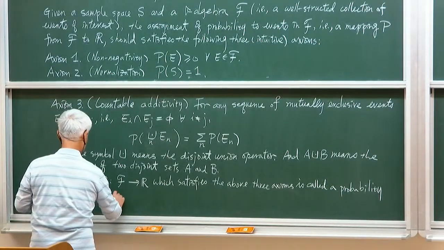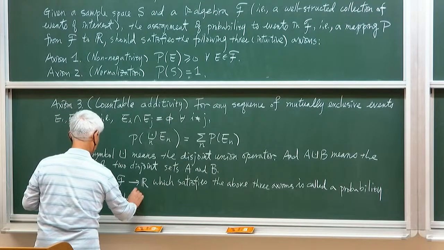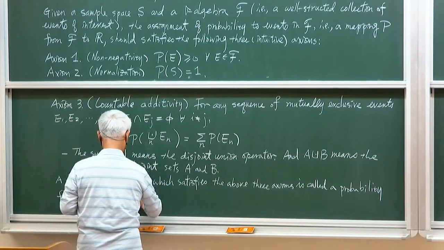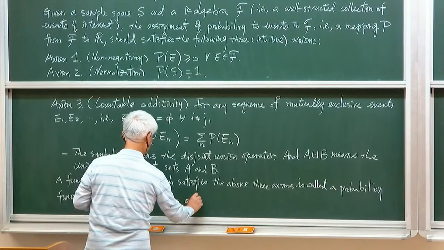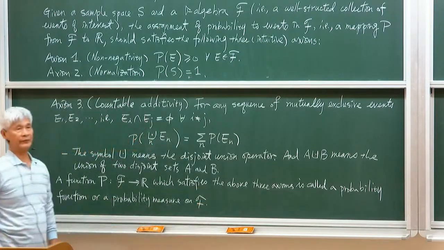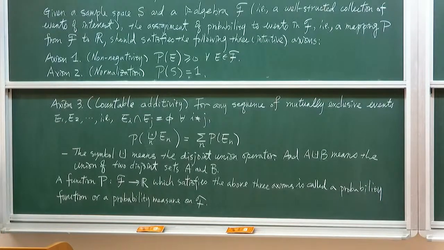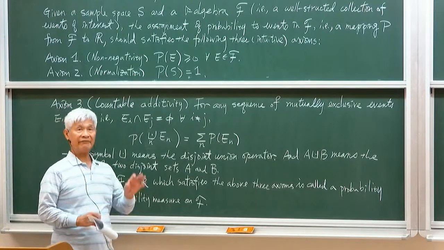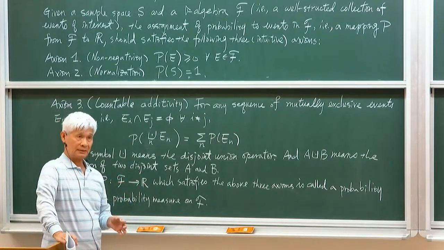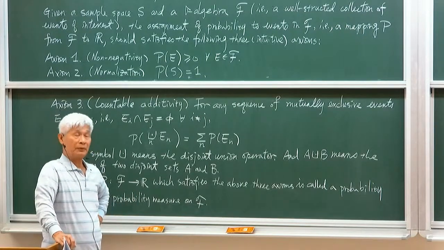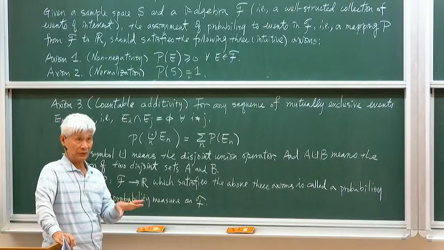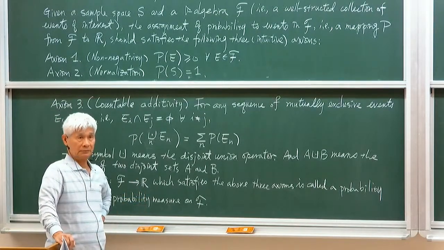Or a probability measure on the sigma algebra F. Okay, so even though you have the same sample space and the same sigma algebra, they may have different probability functions, depending on how you execute the random experiments.